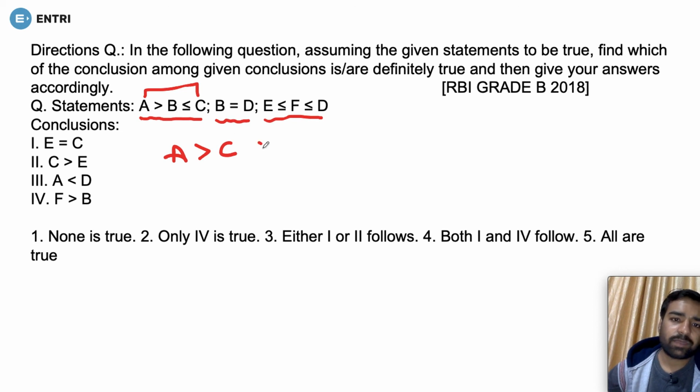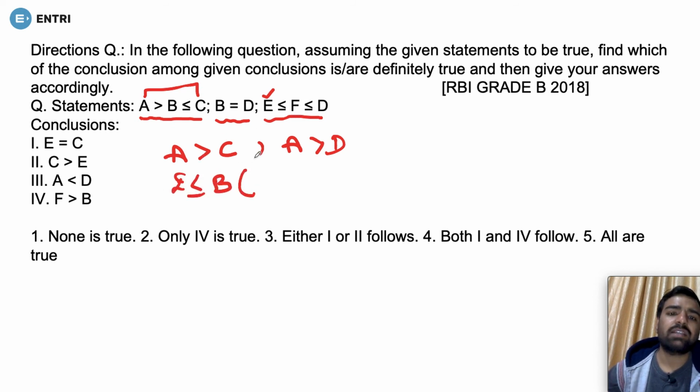Next is, since B is equal to D, this means for sure A is again greater than D. Fine. Next thing is that we are told with this statement, if we compare with the E's part, since B is equal to D, I can say that E is less than or equal to B. E is less than or equal to B.